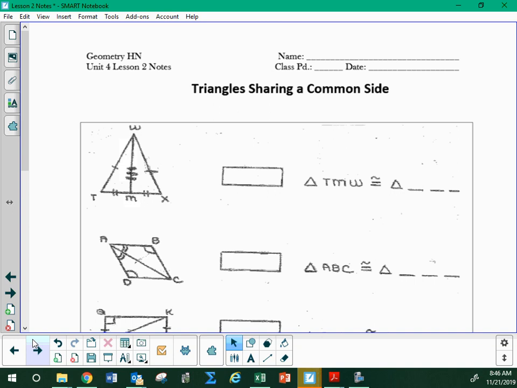So for our first one here, they're next to each other. So I can say this triangle, so that's TMW. We actually have two triangles next to each other now. So TMW is going to be congruent to XMW. What method would I be using? Yeah, side, side, side. They gave us all three sets of sides.